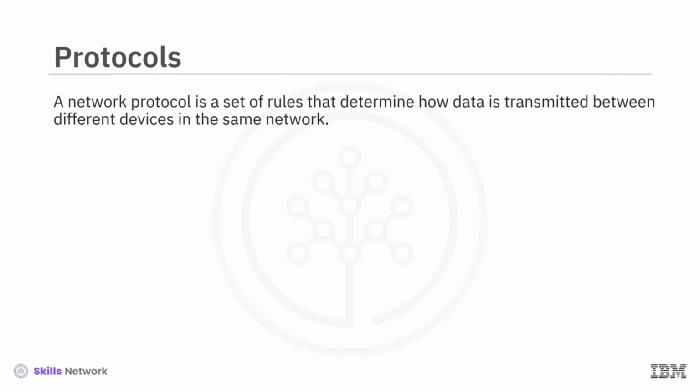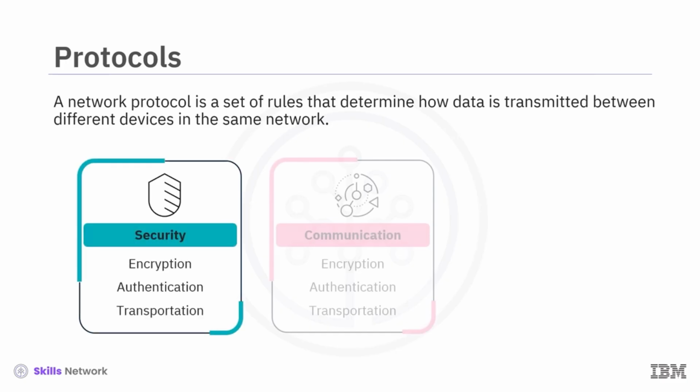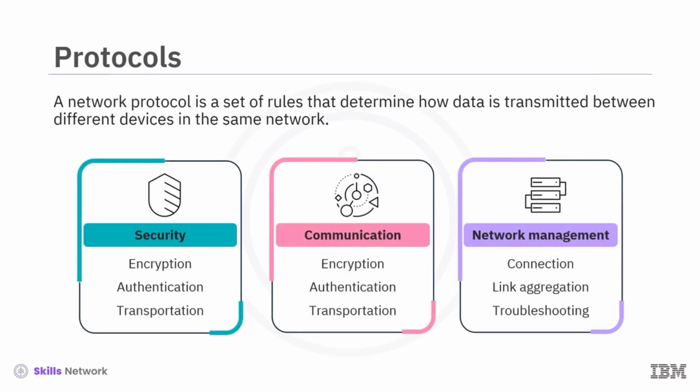A network protocol is an established set of rules that determine how data is transmitted between different devices in the same network. Network protocols are typically created according to industry standards. There are thousands of different network protocols, but they all perform one of three primary actions: security, communication, and network management.